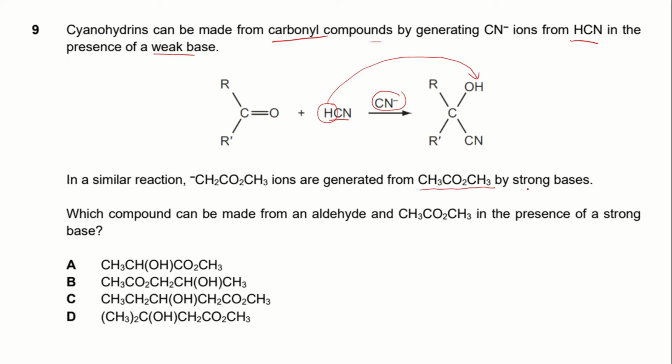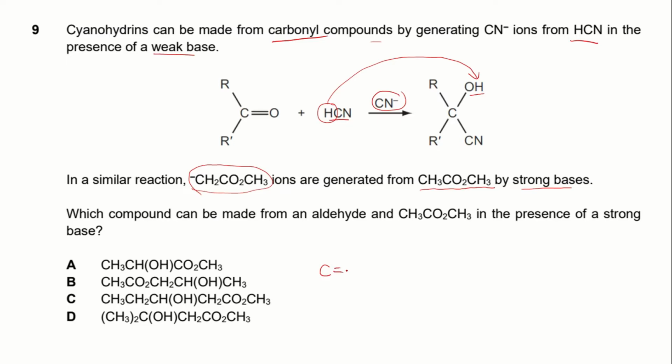And in the presence of a strong base, the ester molecule will generate a carbanion, just like HCN in the presence of a weak base will generate an anion, also losing a H. So that means this H will later be accepted by the carbonyl O also to form a hydroxyl group. So now let's write an equation similar to the example given.